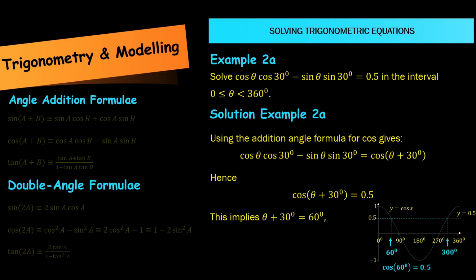The other point of intersection is at x equals 300 degrees. And therefore, theta plus 30 degrees equals 300 degrees also. So we have that either theta equals 30 degrees or theta equals 270 degrees. These are the only two solutions for the interval for theta.